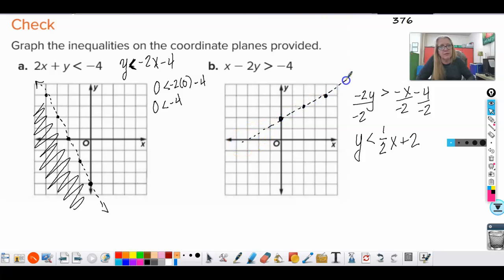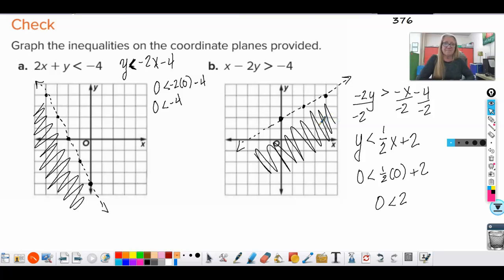Dividing our coordinate grid into half planes, vocabulary word. 0, 0 is open, so let's use that for our test point. 0 is less than 1/2 times 0 plus 2, which gives me 0 is less than 2. It's true, so that means we shade this side of the line.